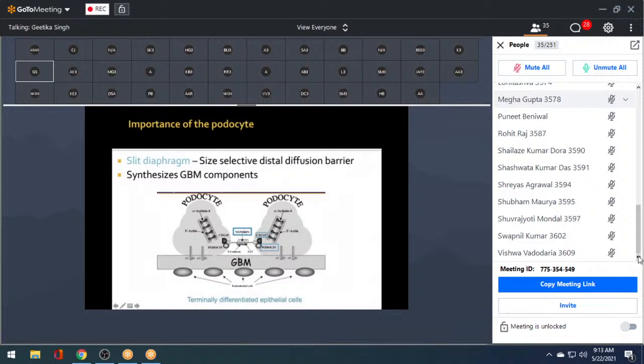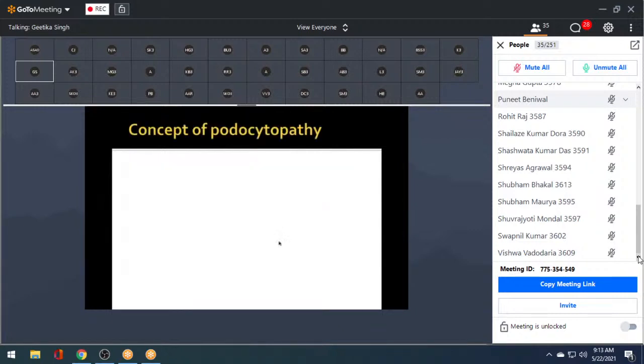Okay. Now, the other interesting thing about the podocyte is that they are terminally differentiated epithelial cells. So they basically originate from mesenchyme, and they undergo what we call a mesenchymal epithelial transformation and become epithelial. Okay, and they're terminally differentiated epithelial cells. Of course, when you injure these cells, different things can happen, and we'll see what happens when there is podocyte injury.